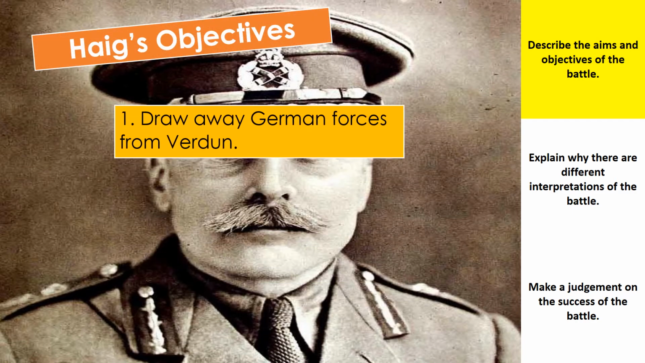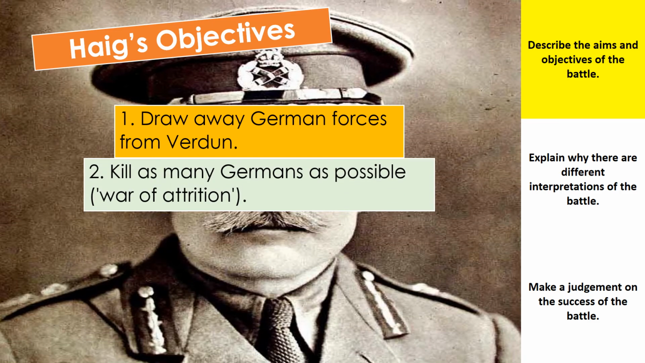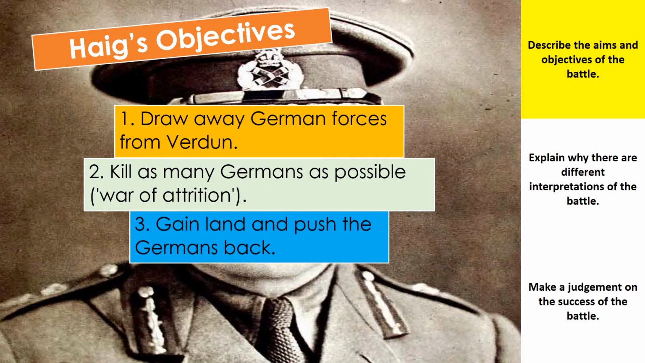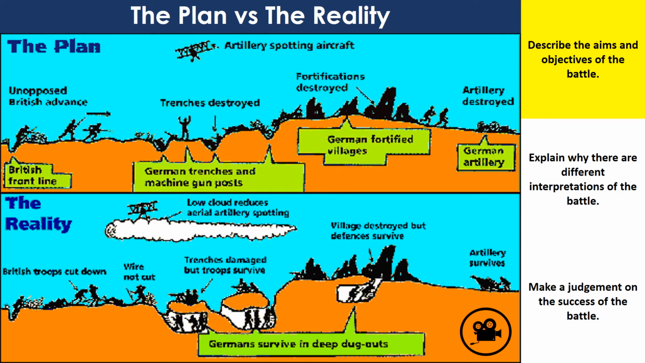Now this was his objective: he was looking to draw away the German forces from Verdun in France. He was looking to kill as many Germans as possible through the war of attrition, so try and wear the enemy down, and he was looking to gain land and push the Germans back. So this is the plan that he had versus the reality.